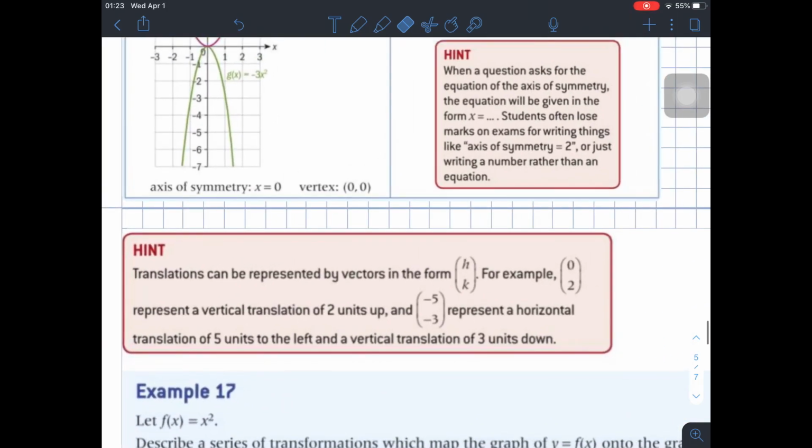Then we have this second hint, which is something I already told you last class. It says translations can be represented by vectors in the form (h, k), for example (0, 2). What does that represent? It represents a vertical translation 2 units up, and 0 units horizontally. Or for example, the vector (-5, -3) represents a horizontal translation of 5 units to the left and a vertical translation of 3 units down. That's how we interpret translations given as vectors. These are vectors.